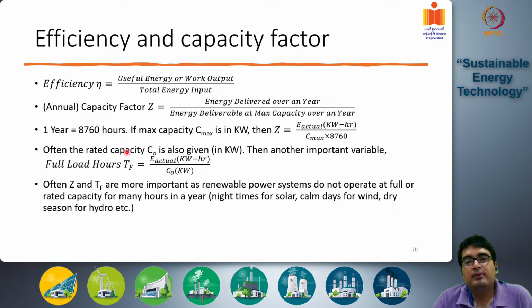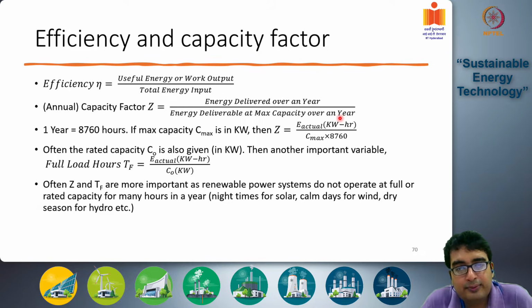So for example, here 1 year is around 8,760 hours. If the maximum or rated capacity Cmax of your energy transformation system, be it a power plant or a solar farm, is given in kilowatts, then the denominator is Cmax times 8760 kilowatt hours. That's the energy it can deliver in a one-year period. And the energy it is actually delivering is E actual in kilowatt hours. These two give you the capacity factor Z of a power plant.